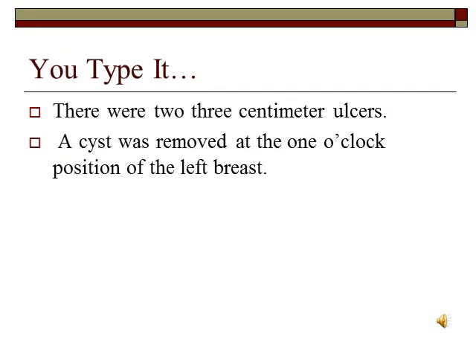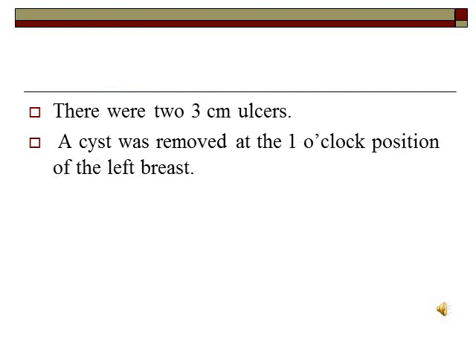Here's our next you-type-it sentences. I have 2 of them here. There were 2 3-centimeter ulcers. A cyst was removed at the 1 o'clock position of the left breast. Go to Word, type those up, see what you think. And here are our answers. There were 2 3-centimeter ulcers. We have 2 neighboring numbers. The first one is spelled out, the second one is a figure. A cyst was removed at the 1 o'clock position of the left breast. When we're talking about the face of a clock or a round object, we spell out o'clock.